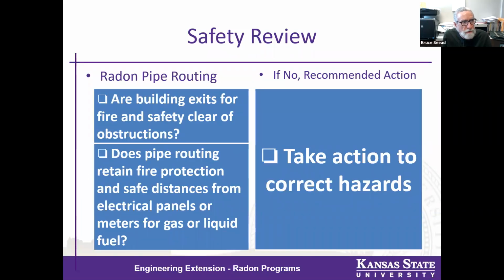Are there building exits for fire and safety that are clear of obstructions in terms of the radon pipe routing? Is the pipe configured properly so that the fire protection of walls or construction membranes that are penetrated is protected, and are they far enough away from electrical panels or gas meters or other code driven requirements?